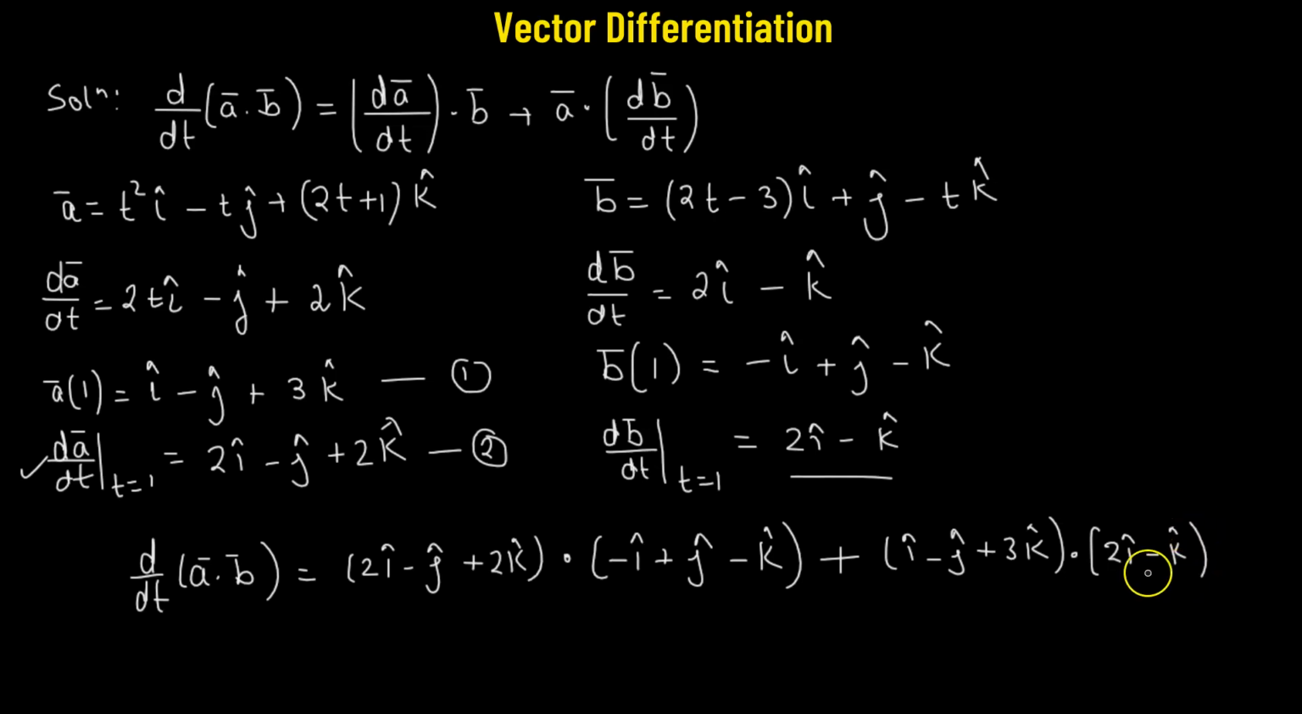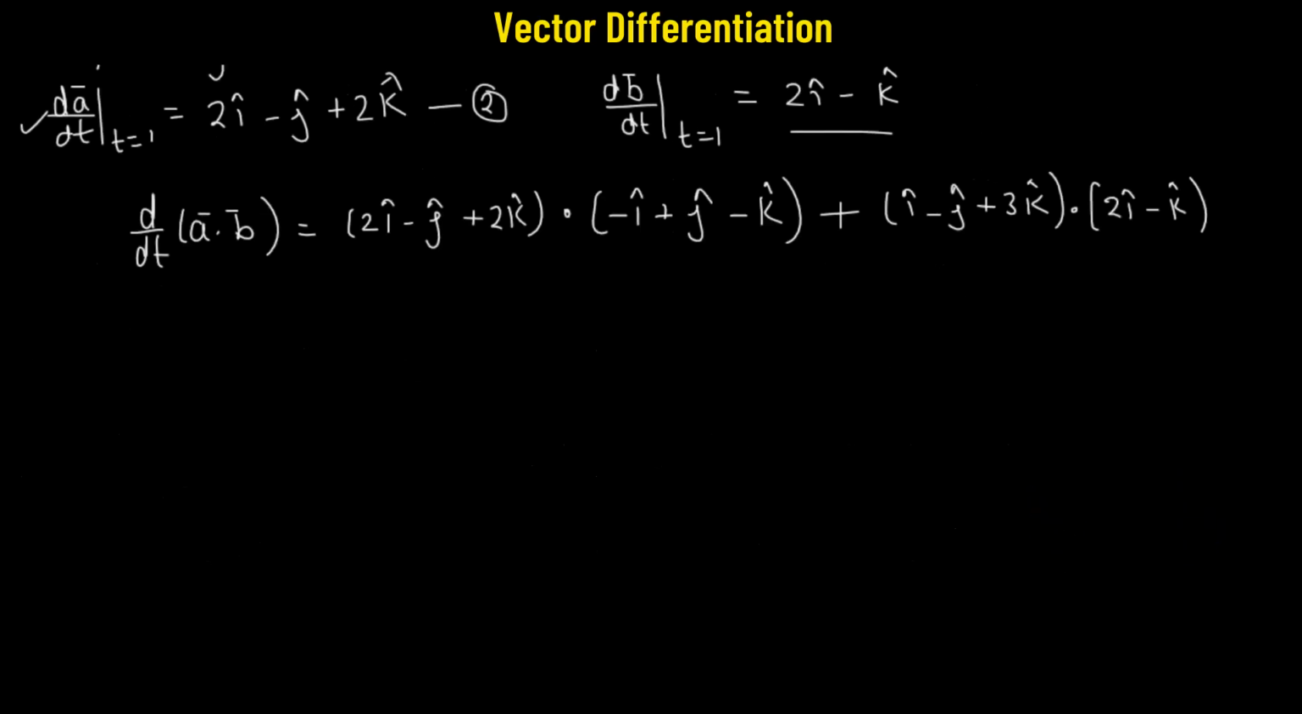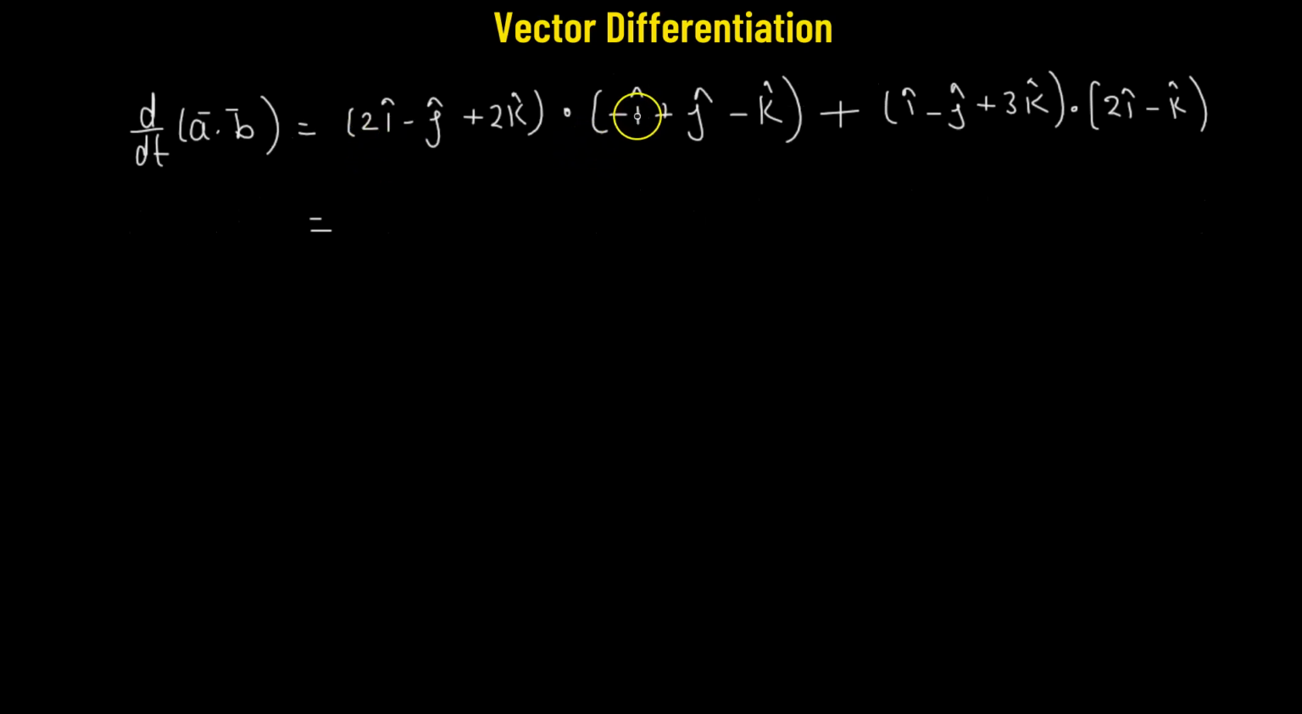Fine. So this gives us 2 i cap dotted with negative i cap, so that's negative 2. Negative j cap dotted with positive j cap, so that's negative 1. Plus 2k cap dotted with negative k cap, so that's negative 2. Plus i cap dotted with 2 i cap, so that's 2. For the j cap, we do not have any j cap in the second vector, so we go to k cap: positive 3k cap dotted with negative k cap, so that's negative 3. So this will be negative 2, negative 1, negative 2, plus 2, negative 3. The 2s will cancel out, so this will be negative 6.